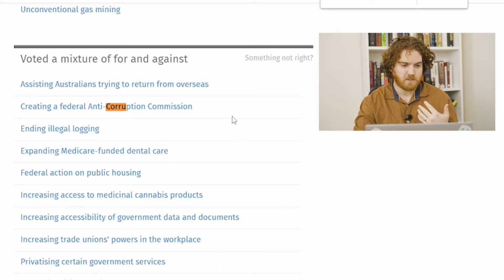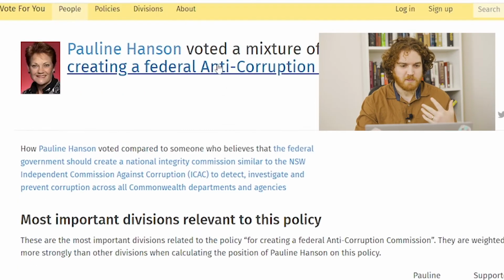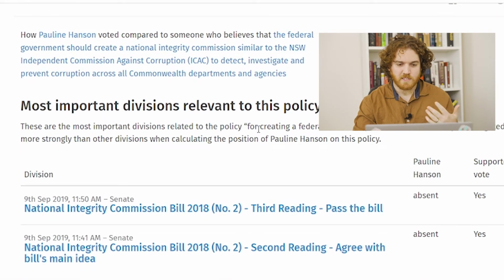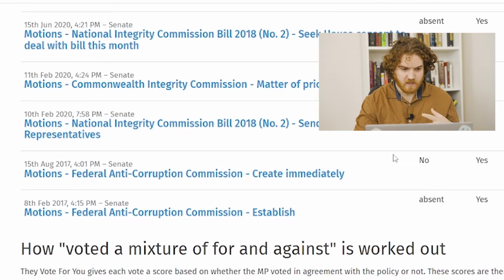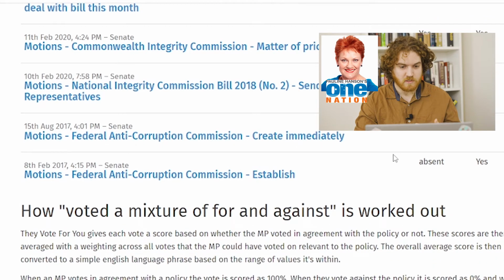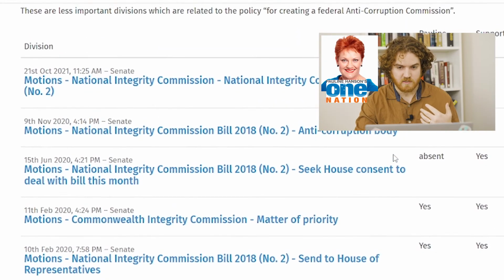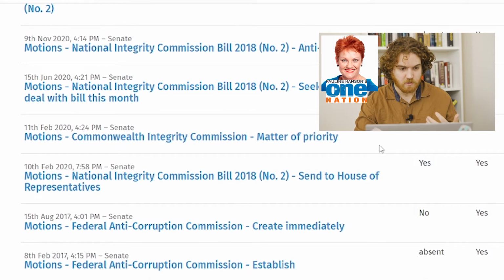If you tuned into my previous episode where I compared the major parties, I did actually explain this. If you didn't, I'll just go over it really briefly. Because Pauline Hanson is a senator, there have been different votes in the Senate than there have been in the House. A few years back, the Greens introduced a bill for a federal ICAC, and it passed in the Senate. Pauline Hanson voted against a motion to create immediately a federal anti-corruption commission. She was absent from a motion to establish a federal anti-corruption commission, and has voted yes to agree to a motion for the Commonwealth Integrity Commission as a matter of priority.